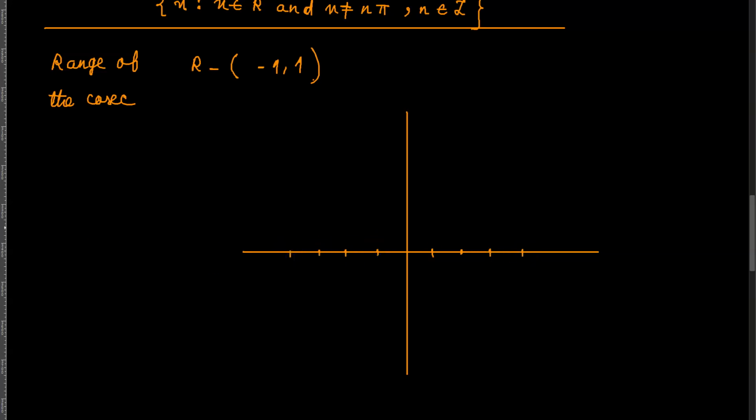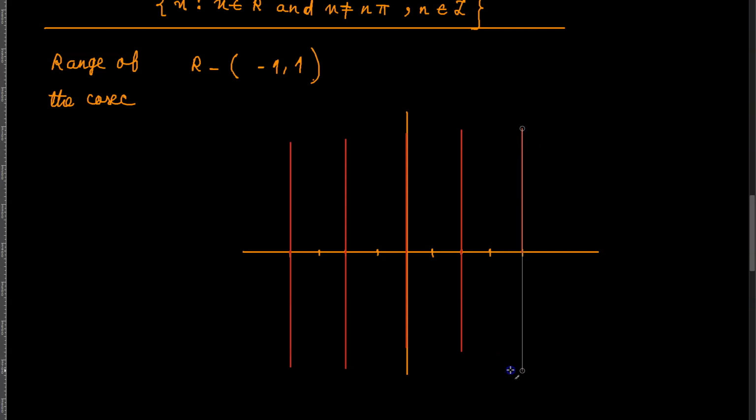This would be another asymptote here. At 0 you have another asymptote, and over here you would have another asymptote. That's all the multiples of pi. You will have asymptotes all across the domain of the function. And this is your y-axis, this is your x-axis.